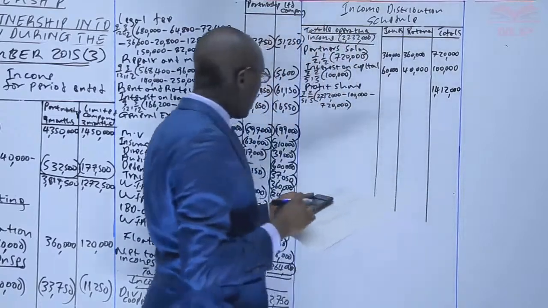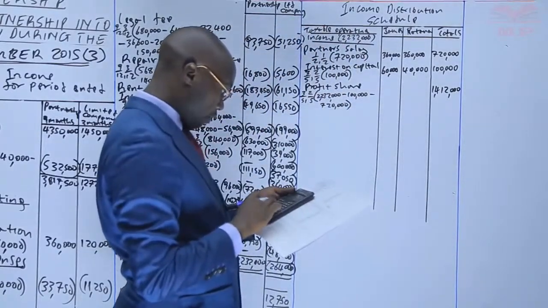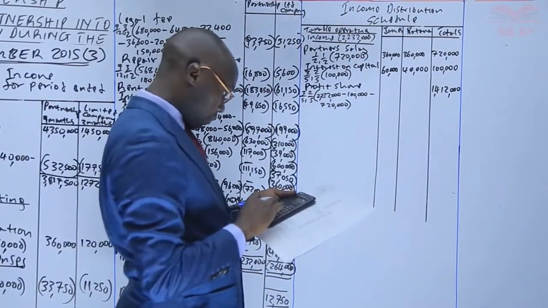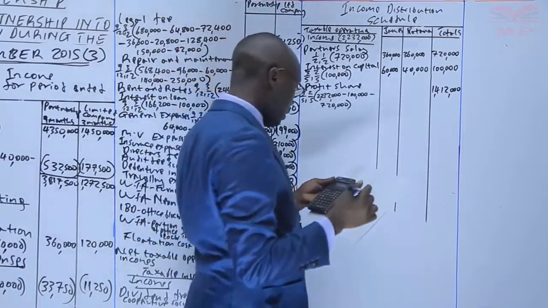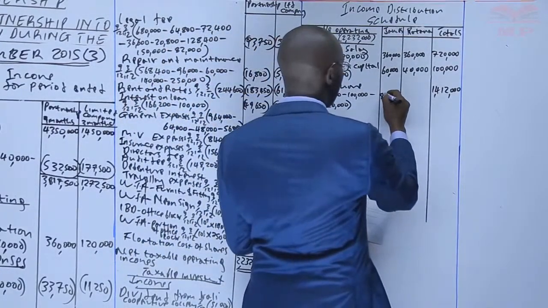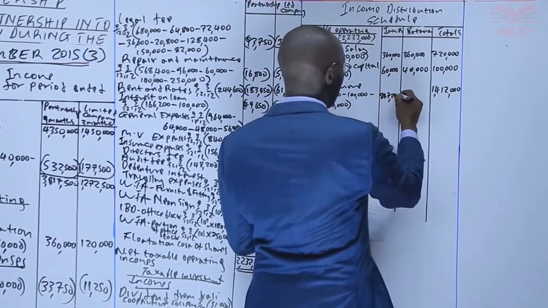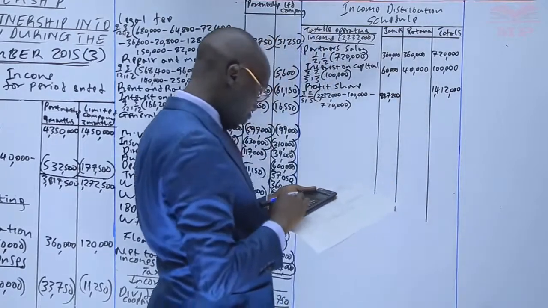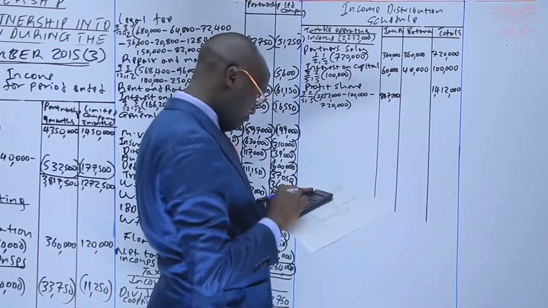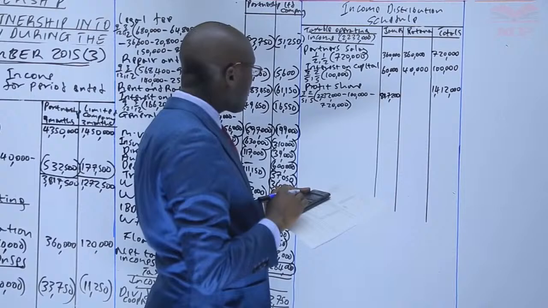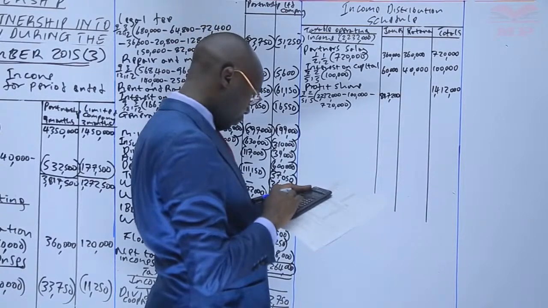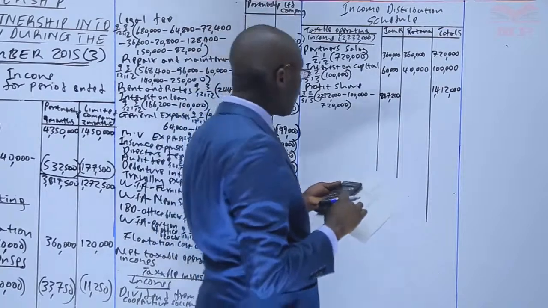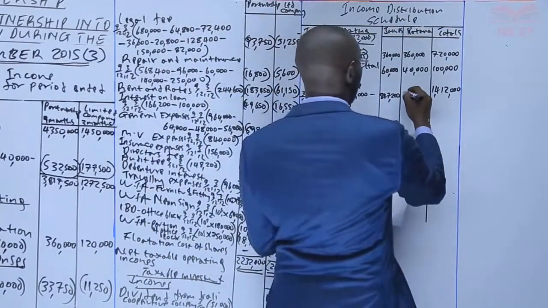And then the first one gets 3/5, that gives us 847,200. The other one gets 2/5 times the 12,000, 564,800.